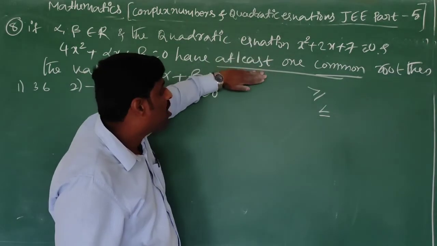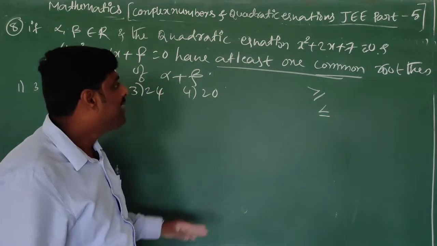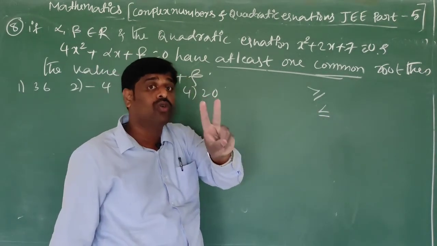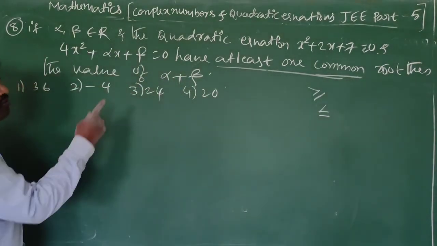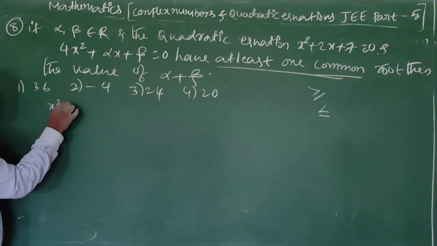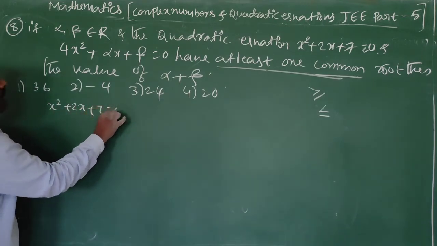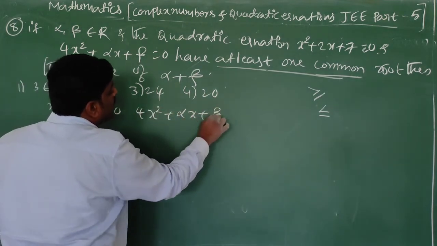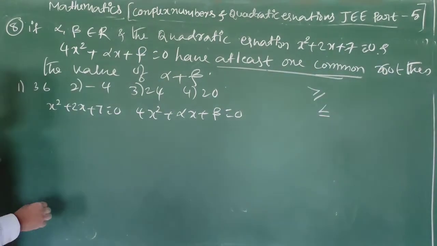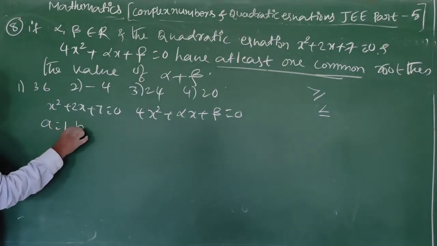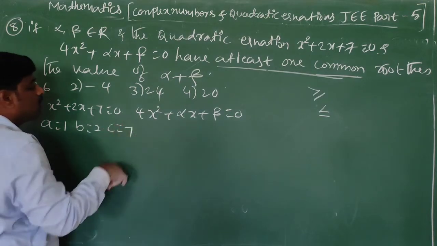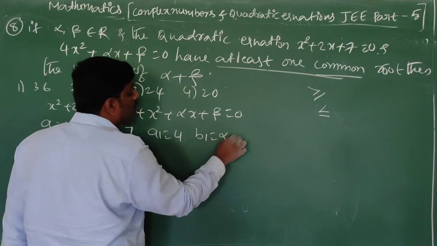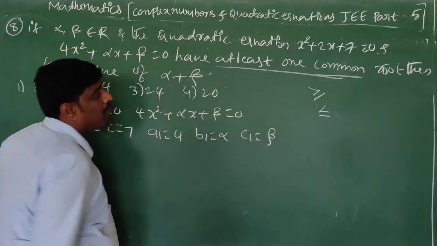Here they are asking what? At least one common root. At least one common root means more than one. More than one means what? Two common roots. So first write the equations. x square plus 2x plus 7 is equal to 0. 4x square plus alpha x plus beta is equal to 0. So a is equal to 1, b is equal to 2, c is equal to 7, a1 is equal to 4, b1 is equal to alpha, c1 is equal to beta.